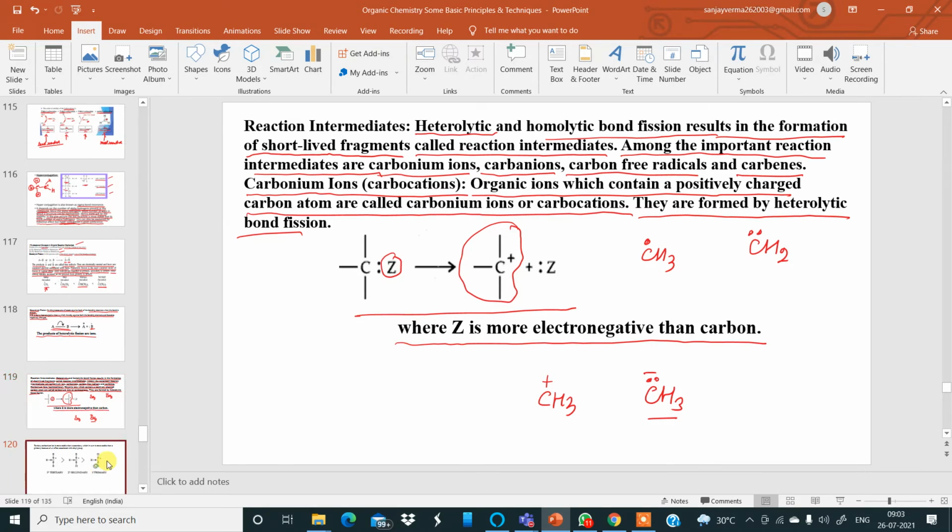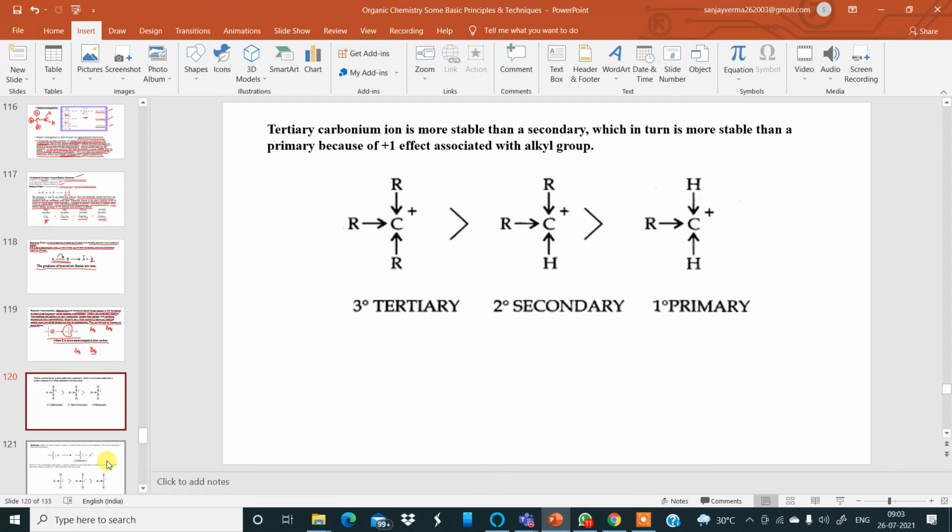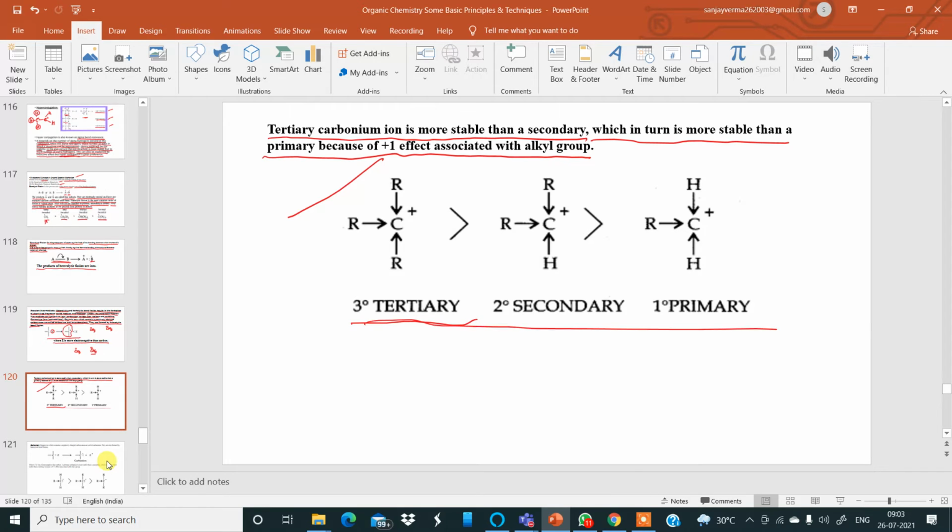Now moving further in this chapter, tertiary carbonium ions are more stable than secondary, which in turn are more stable than primary, because of the plus I effect associated with the alkyl group. Along with the plus I effect, we can talk about the hyperconjugation effect also. So please learn this order. The stability of this is highest because it has three plus I effects from three methyl alkyl groups. This has two plus I effects. This has one plus I effect, because there is only one alkyl group.